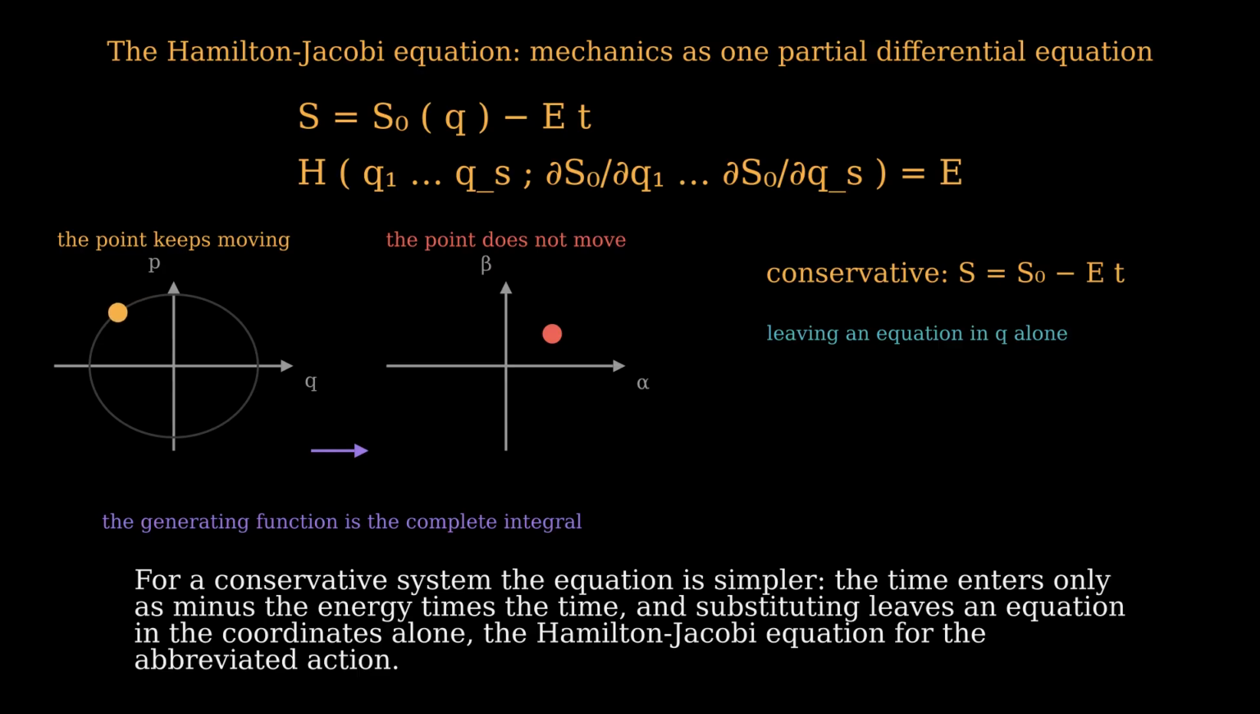For a conservative system, the equation is simpler. The time enters only as minus the energy times the time, and substituting leaves an equation in the coordinates alone, the Hamilton-Jacobi equation for the abbreviated action.